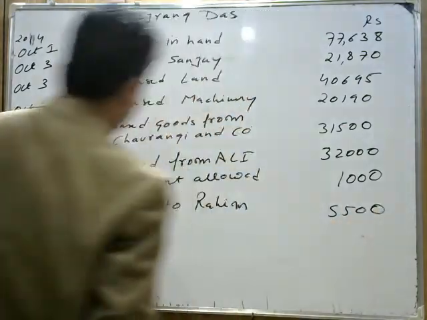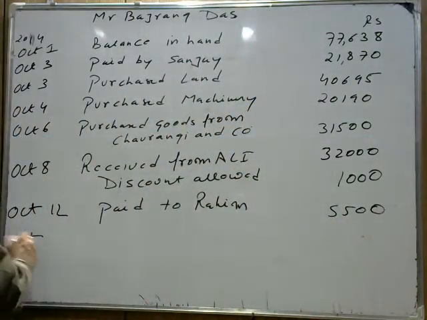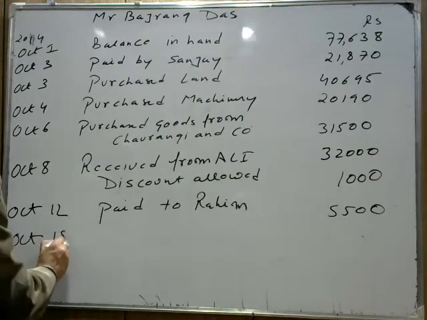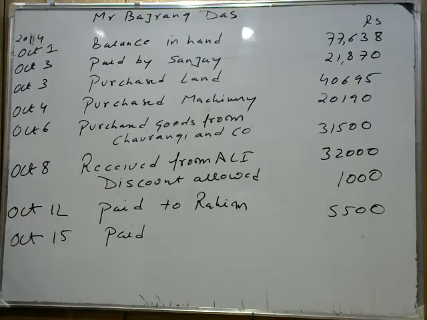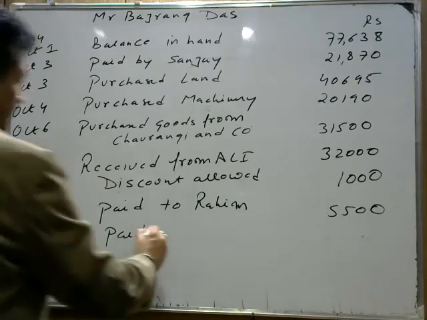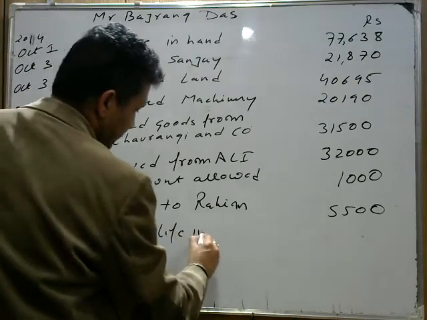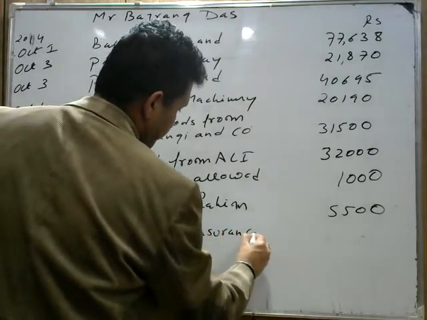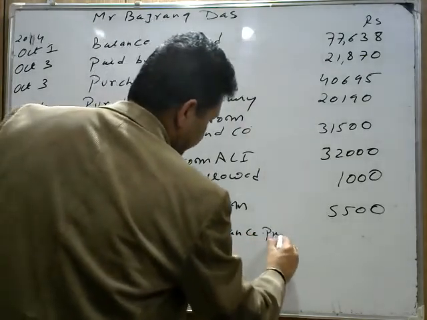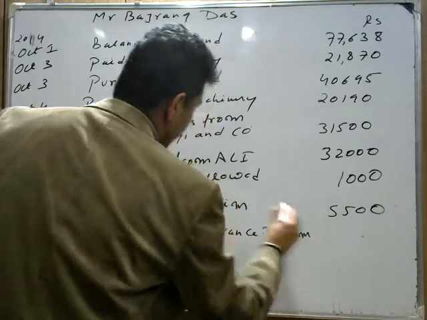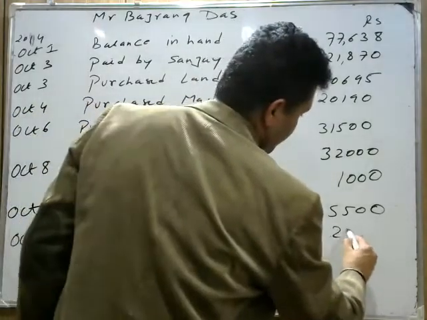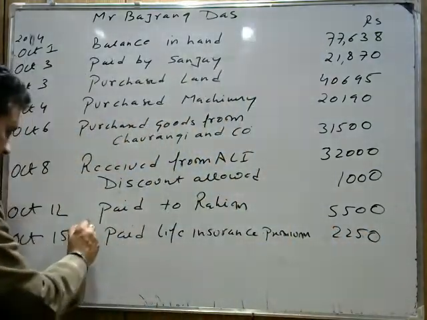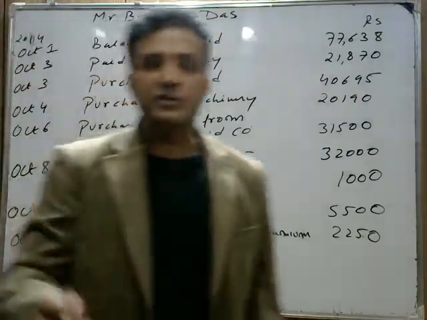You pay this amount to Rahim. Then on October 15, paid life insurance premium. This is an important point. Please note down very carefully. Now you pay life insurance premium, which is 2250. Please remember about this thing. It's an important one.